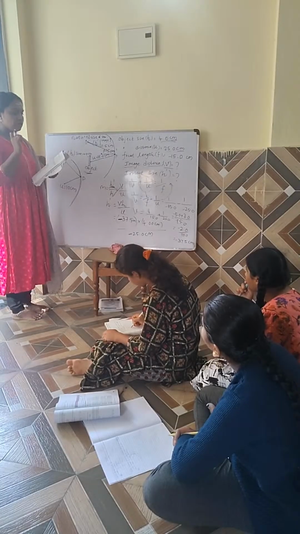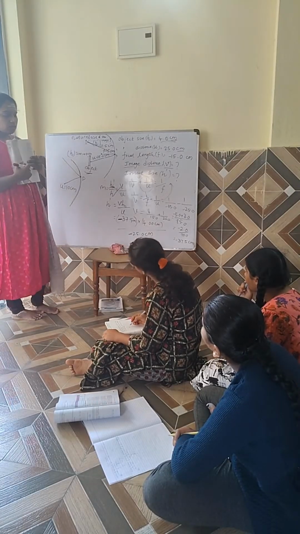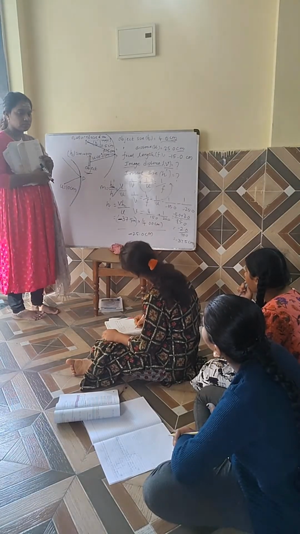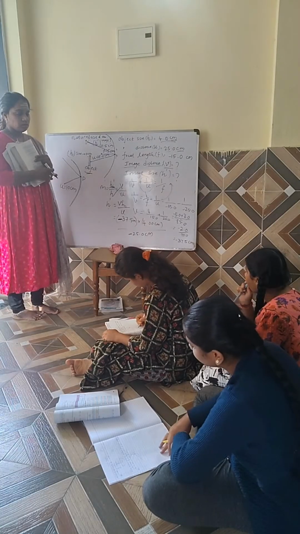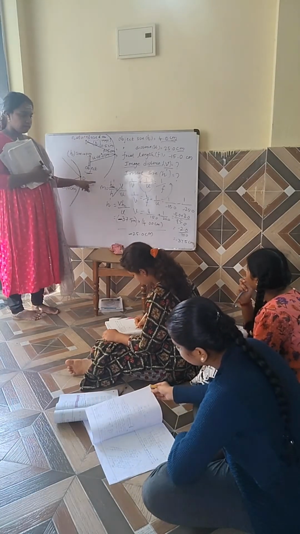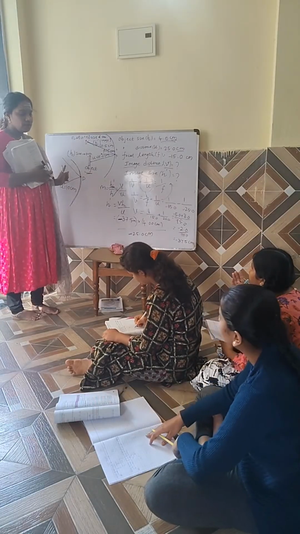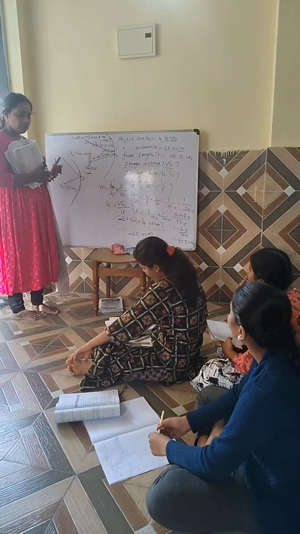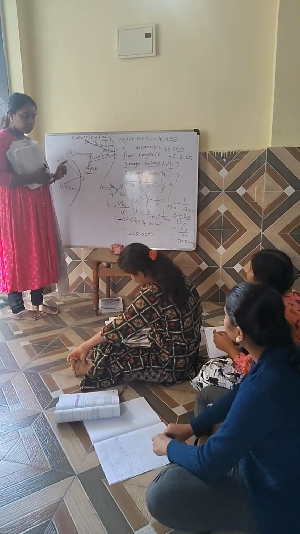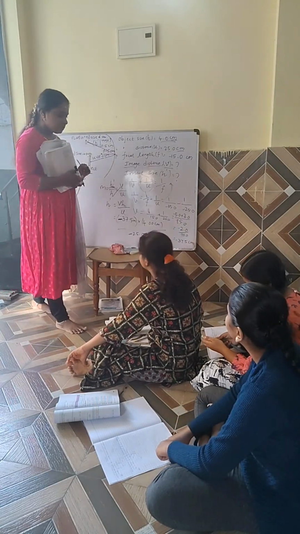Where is the image located? Second, locate. In front or back? In front only. Concave mirrors always form in front of the mirror. Okay, simple, answer is simple.